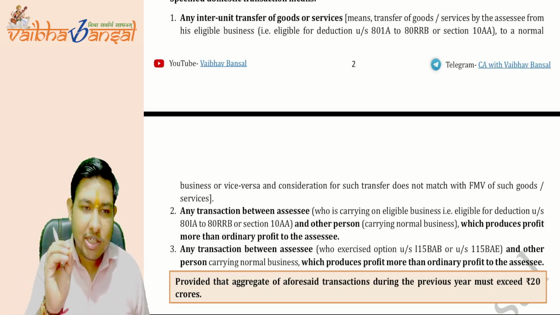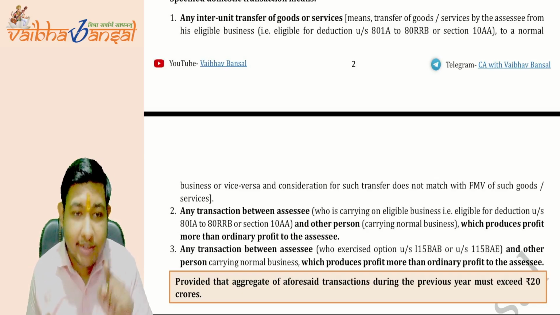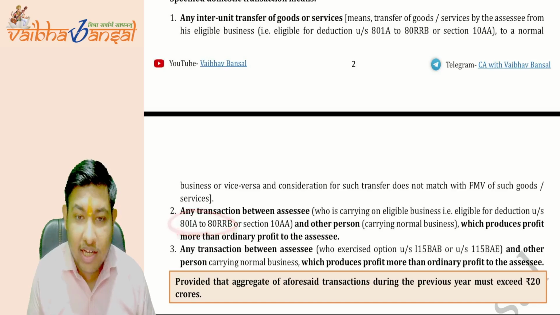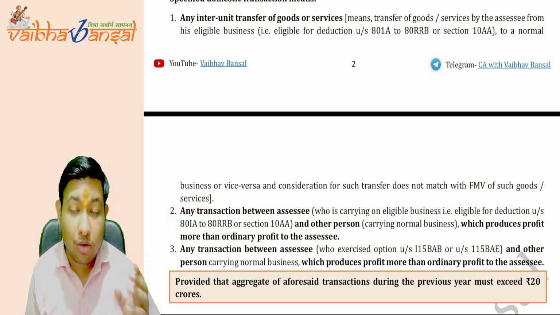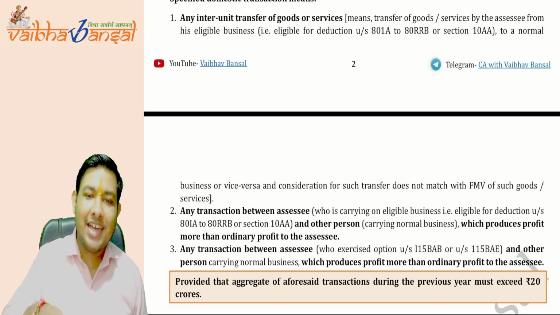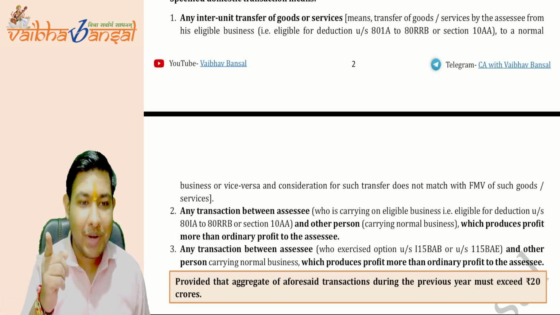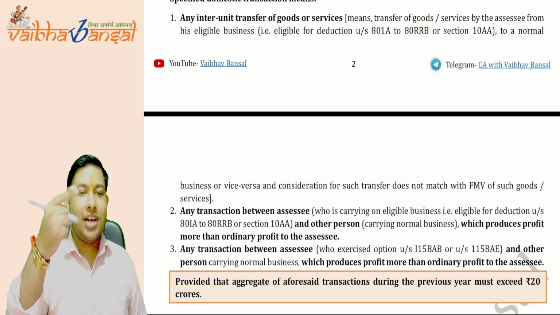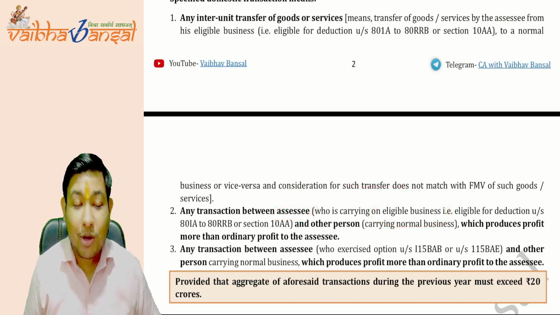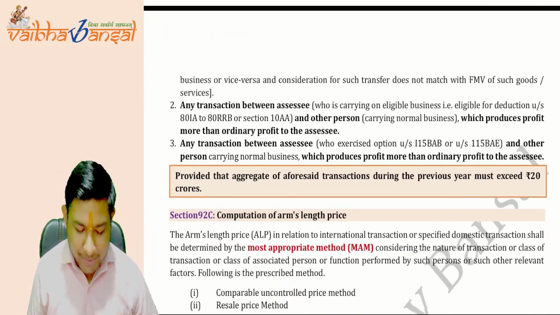Okay, if the industry earns around 10% profit on that particular transaction, and in that transaction the particular assessee, as in the case of 80IA to 80RRB, earned around 20 or 25% of the profit, then it is not ordinary profit to the assessee. In that case, we understand that it is a case of transfer pricing, where the price is shifted to an assessee with eligible business, because he can get 100% deduction of his profits. I hope it is very much clear to you all.